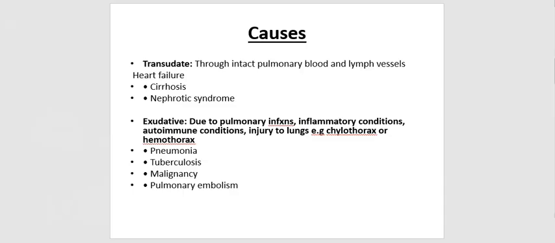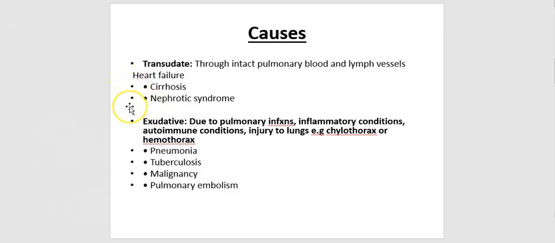When you say it's transudate, it means we're saying there was leakage of fluids into the pleural space through intact pulmonary blood and lymph vessels. This is mostly seen in cases of heart failure. Remember this always. In cases of heart failure, other conditions may include cirrhosis and nephrotic syndrome.